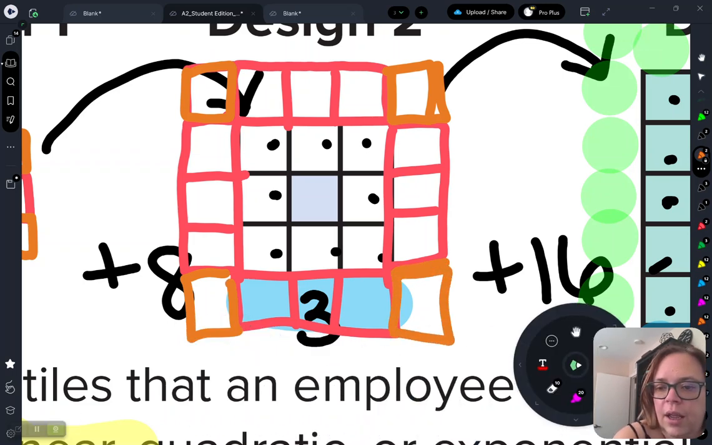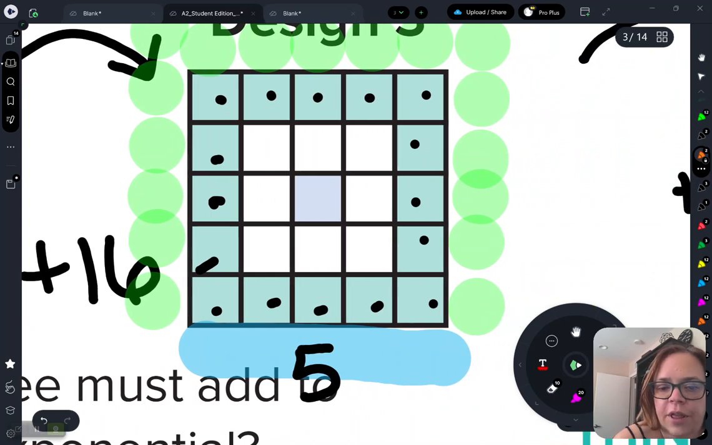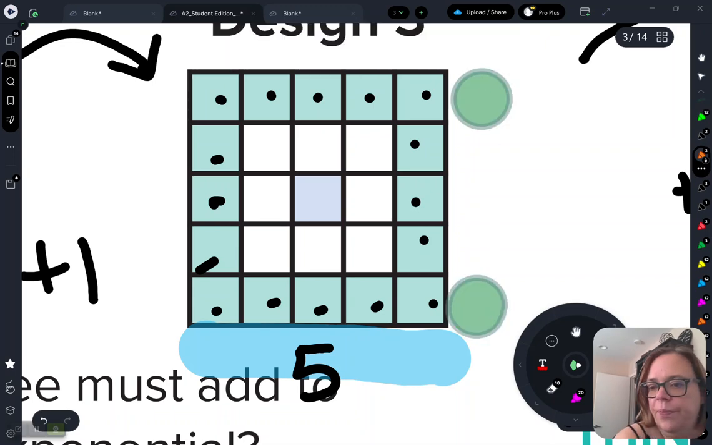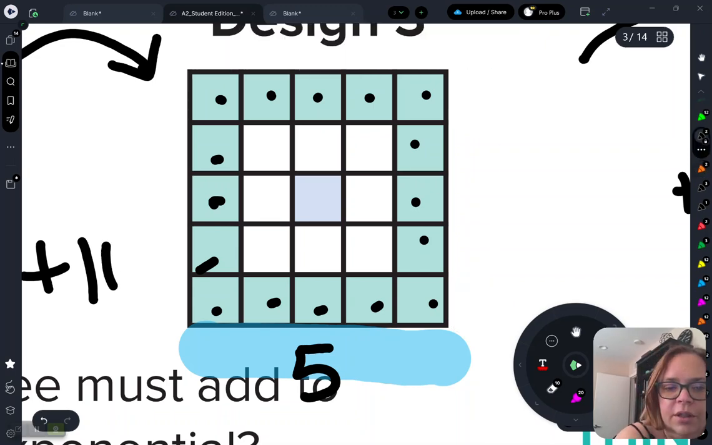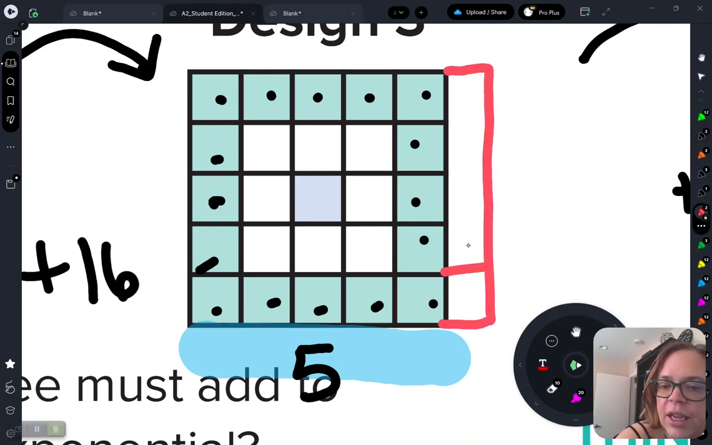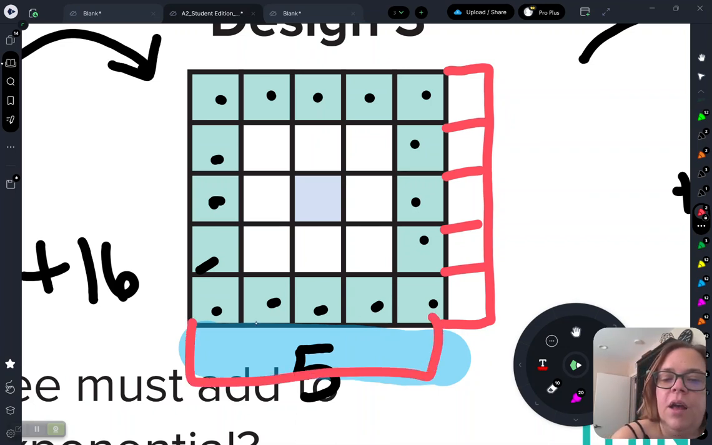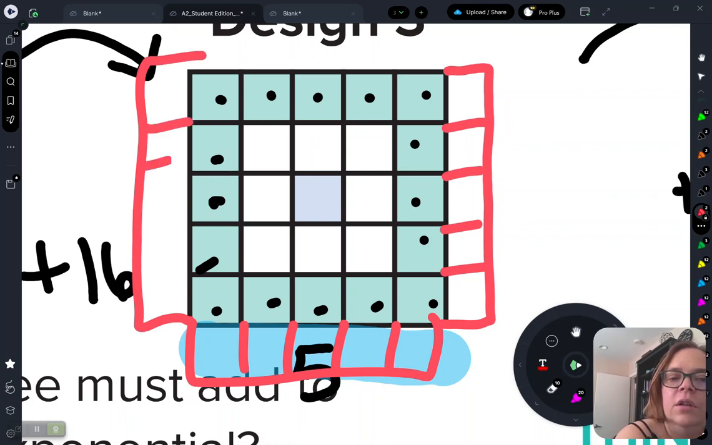Okay, and for this one, get rid of my green dots, which were essentially the same thing I'm about to draw. Let's see, that was 16. Okay, so we're going to have 5, because that's the edge, on each. So there's 5 at the bottom, 5 on the left, 5 on the top.